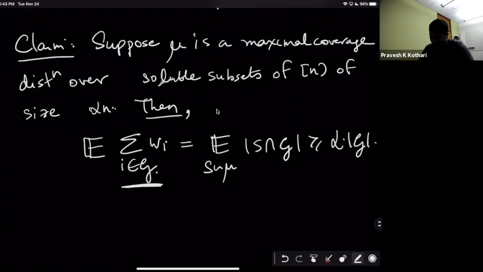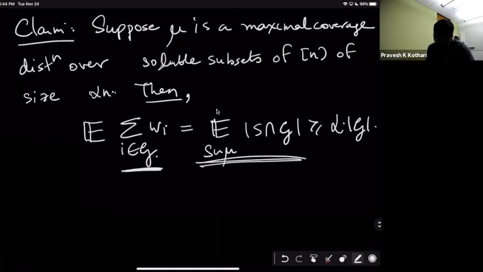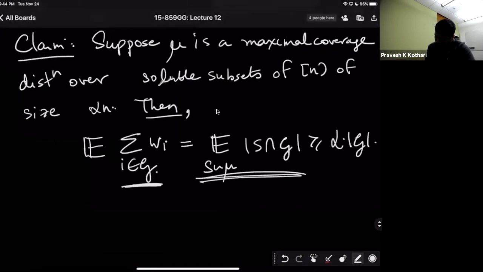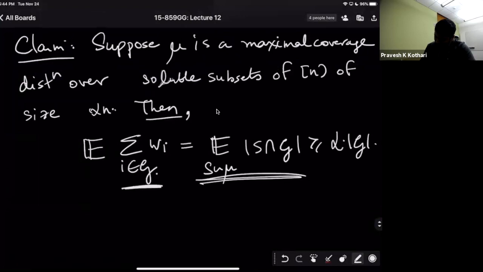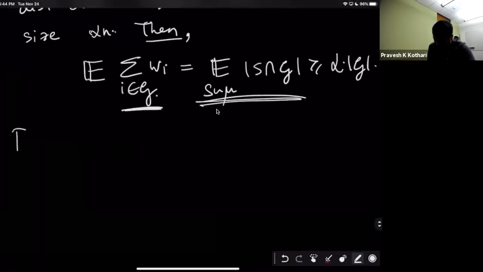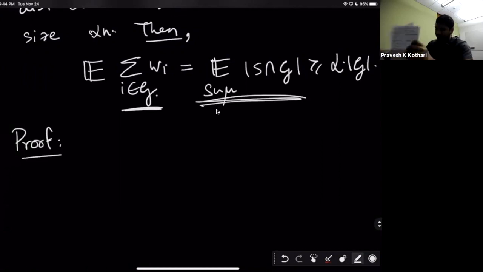Okay, so what we're now saying is that the same role is going to be served by a maximal coverage distribution, at least in expectation. Okay, good. Let's do a proof.